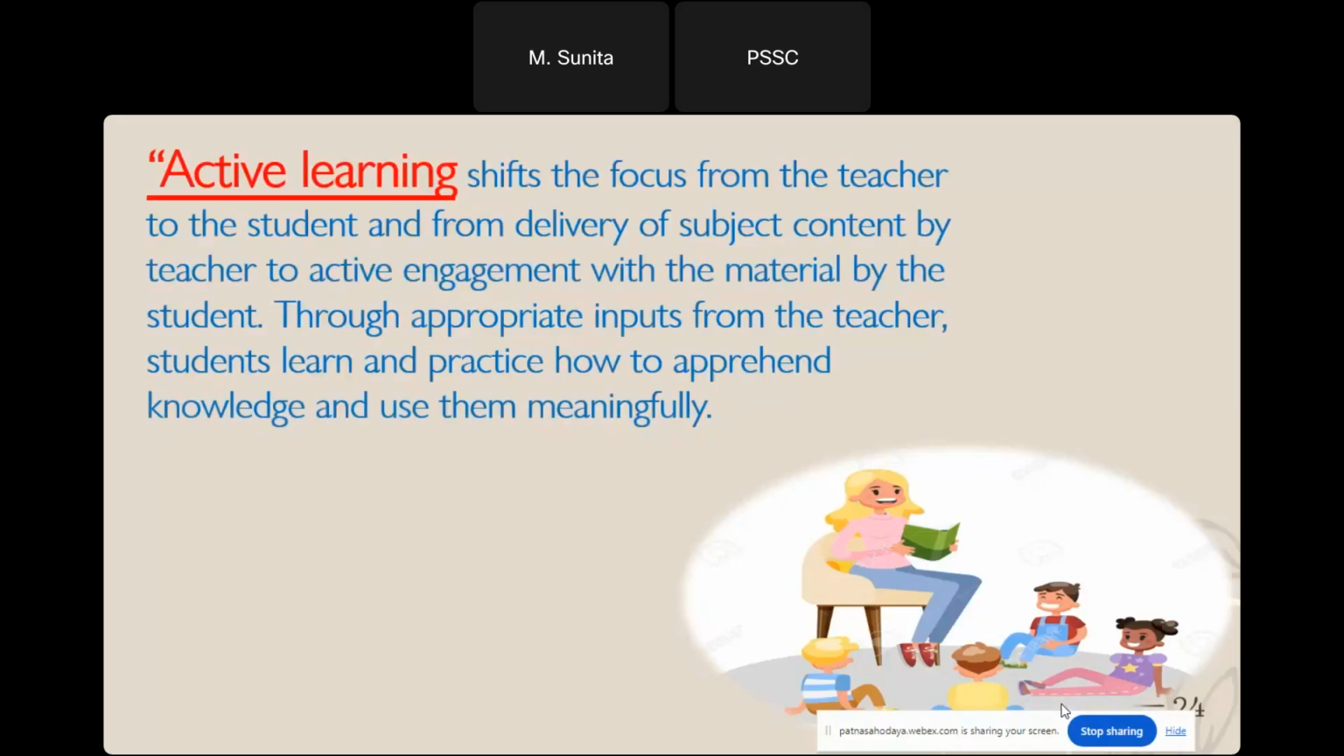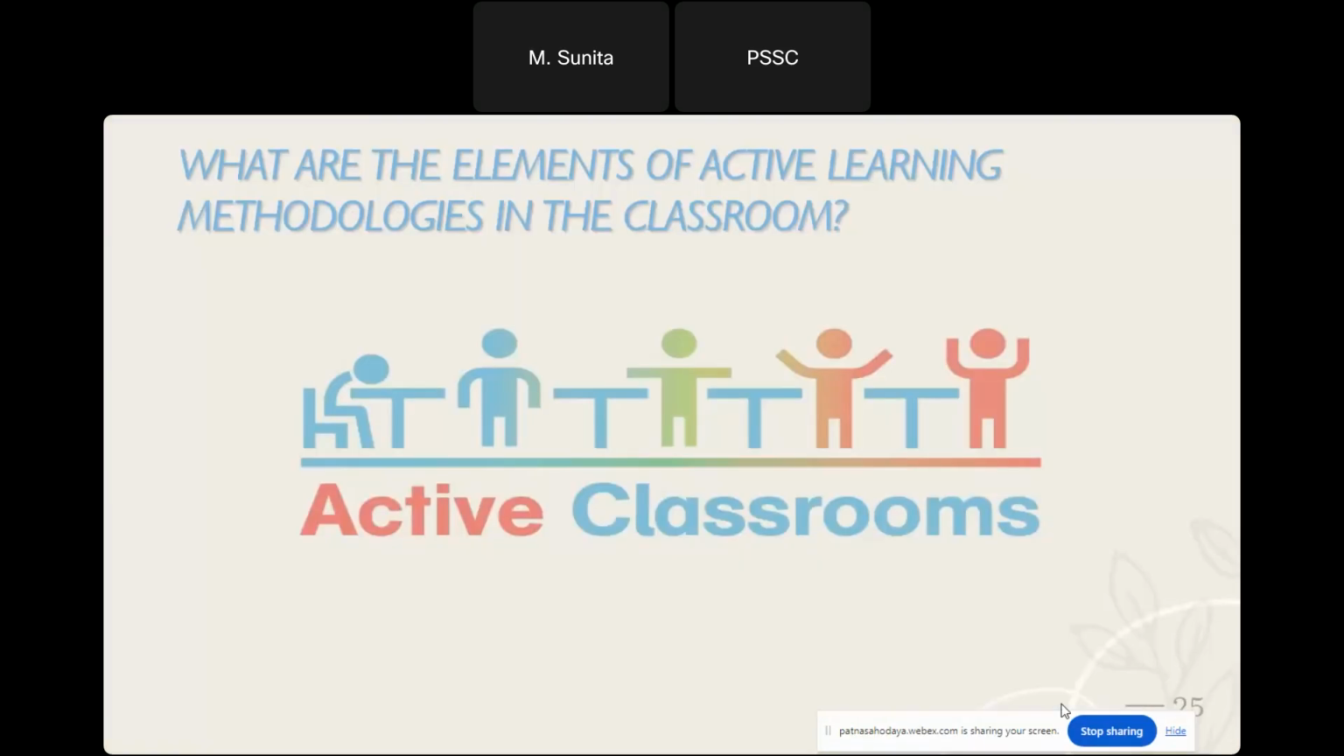Now, active learning. What does active learning do? Active learning shifts the focus from the teacher to the student and from delivery of subject content by the teacher to active engagement with the material by the student. Through appropriate inputs from the teacher, students learn and practice how to apprehend knowledge and use it meaningfully.